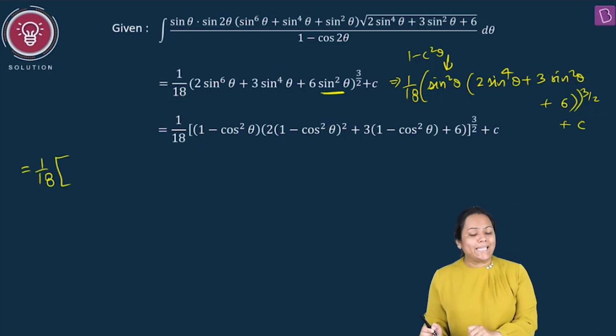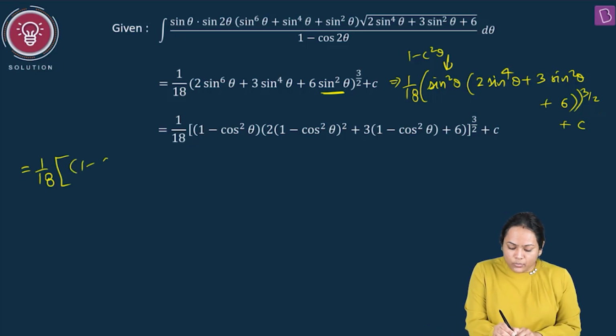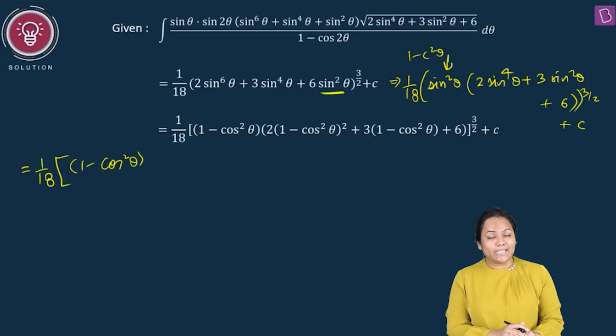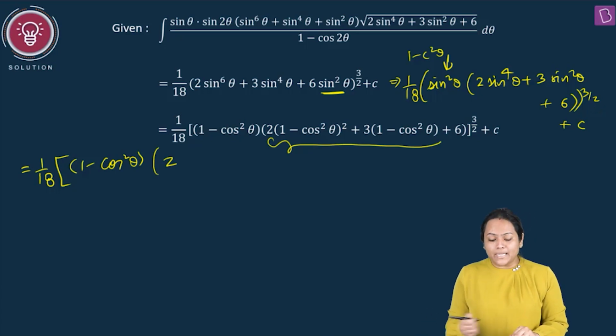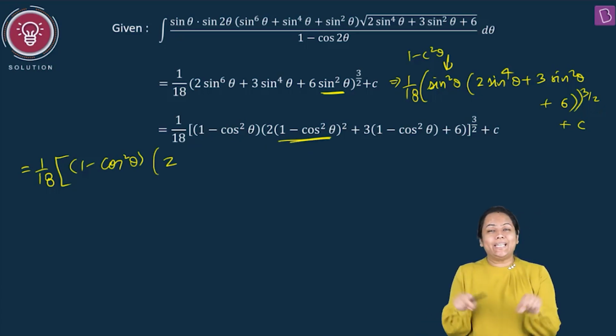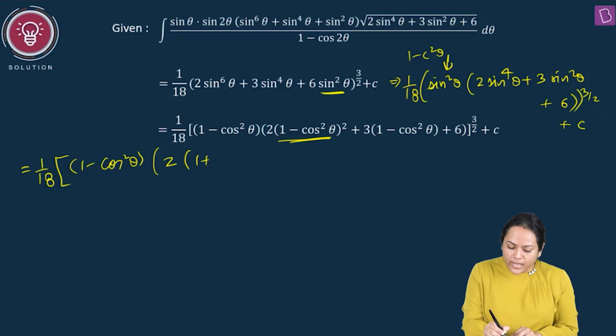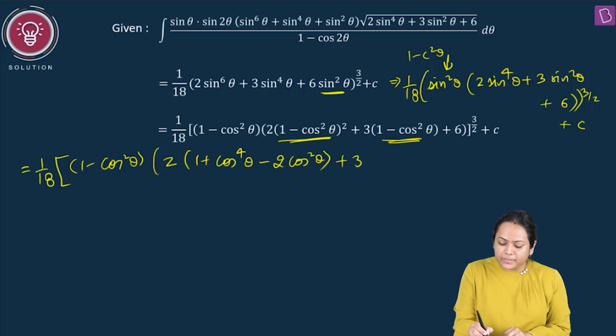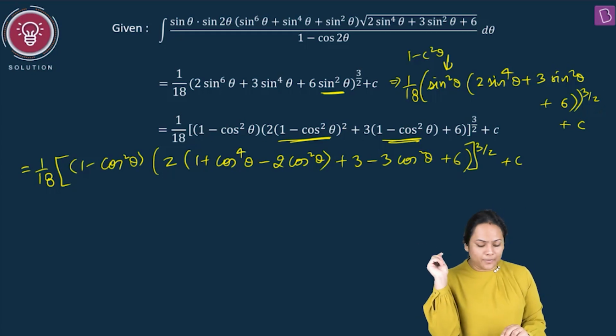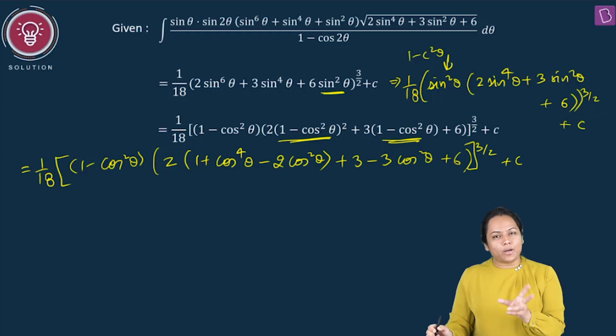So it will be 1 by 18 multiplied by, the first term will be same, 1 minus cos square theta, while this term, when I expand the entire term, it's going to become 2 multiplied by 1 minus cos square theta whole square, which is going to become 1 plus cos theta raised to 4 minus 2 cos square theta, right? Then I'll have plus 3 multiplied by 1 minus cos square theta, which is 3 minus 3 cos square theta, plus 6, whole raised to 3 by 2, and plus c. Clear? Okay, and now we are going to combine the terms.